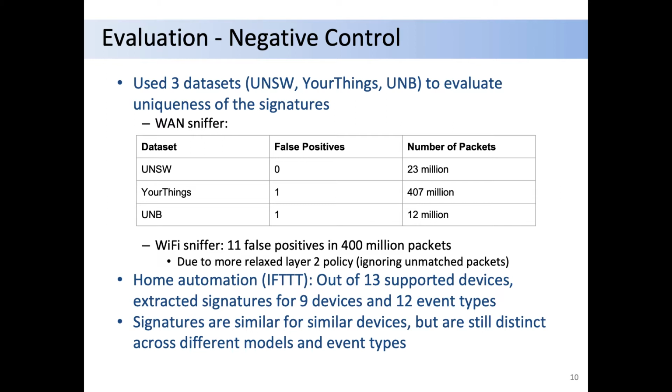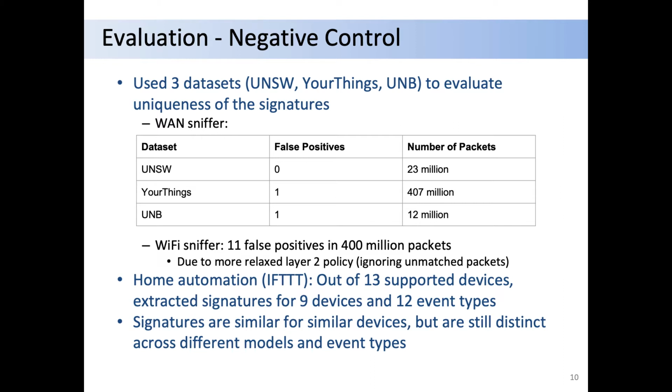For the Wi-Fi sniffer, there were about 11 false positives in 400 million packets. And as I mentioned before, this is because the layer 2 policy is more relaxed and actually ignores the unmatched packets instead of just dropping the entire partial packet.